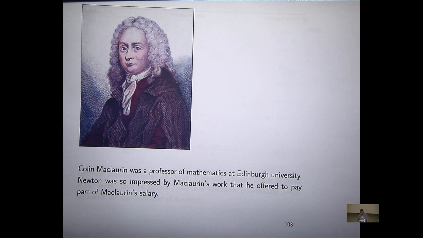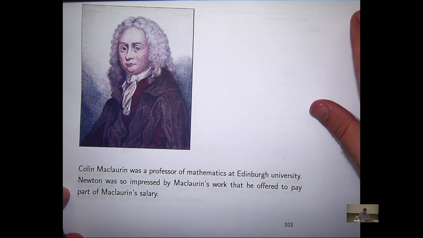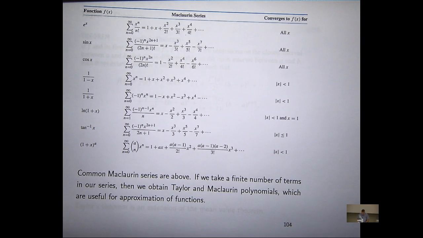Maclaurin. Colin Maclaurin. He is one of the mathematicians who came up with Maclaurin series and Maclaurin polynomials. He was a professor of mathematics at Edinburgh, and Isaac Newton was so impressed with him that he offered to pay some of Maclaurin's salary. That's pretty good when you're bankrolled by Newton.